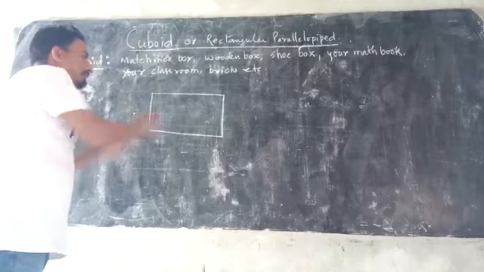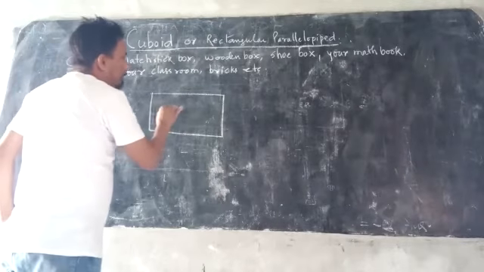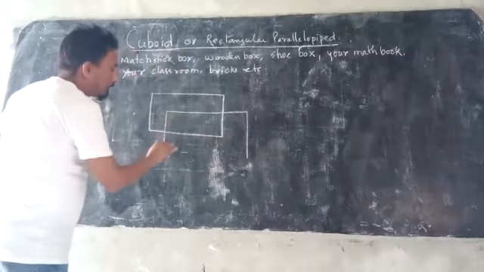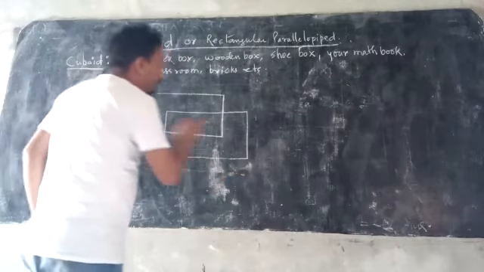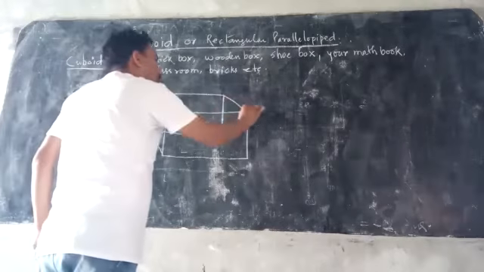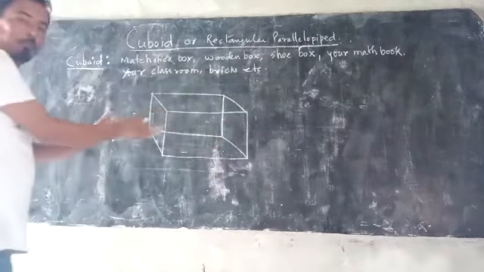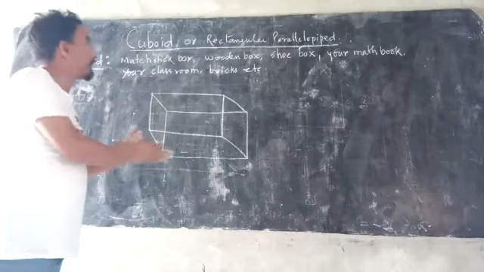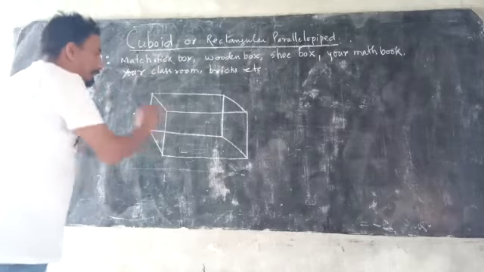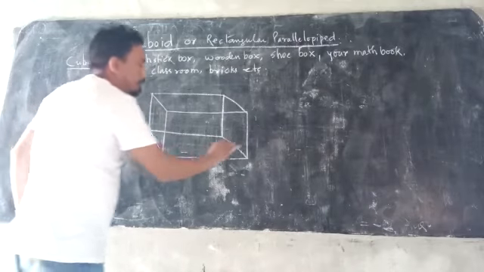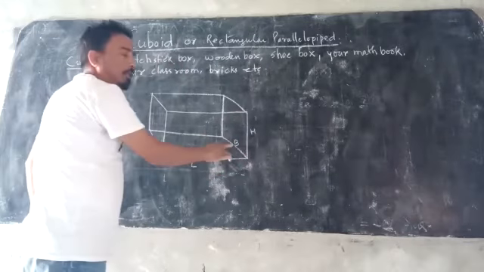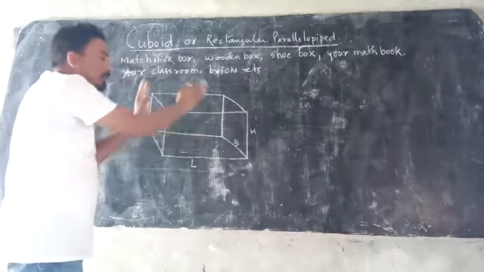Now you see, it is a rectangle. Now let me draw one more rectangle in this way from the middle of that rectangle. Now you join the vertices. The shape which you have obtained here is a parallelepiped or cuboid, or rectangular parallelepiped. Here you just understand, this is length, this is breadth, and this is height.